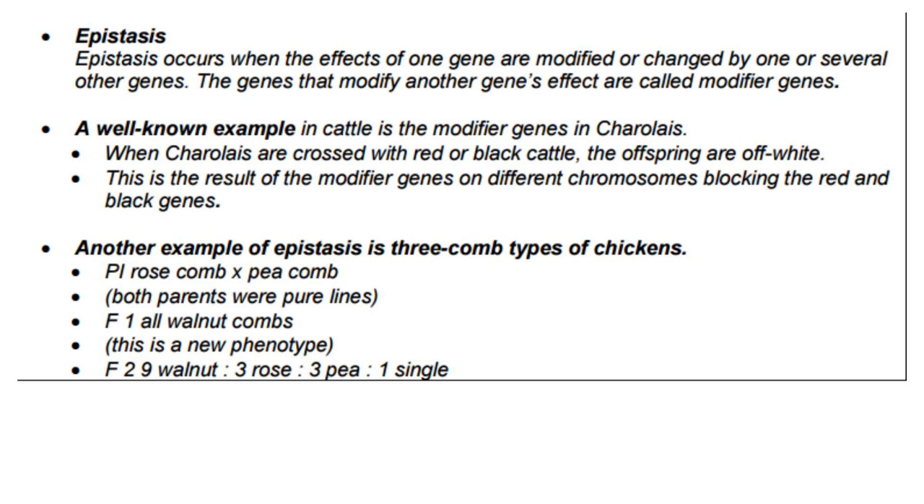Another example of epistasis is the comb types of chickens. Pea comb, rose comb, and single comb. Rose comb times pea comb. Both parents were pure lines. F1: all walnut combs. This is a new phenotype. F2: 9 walnut, 3 rose, 3 pea, 1 single.